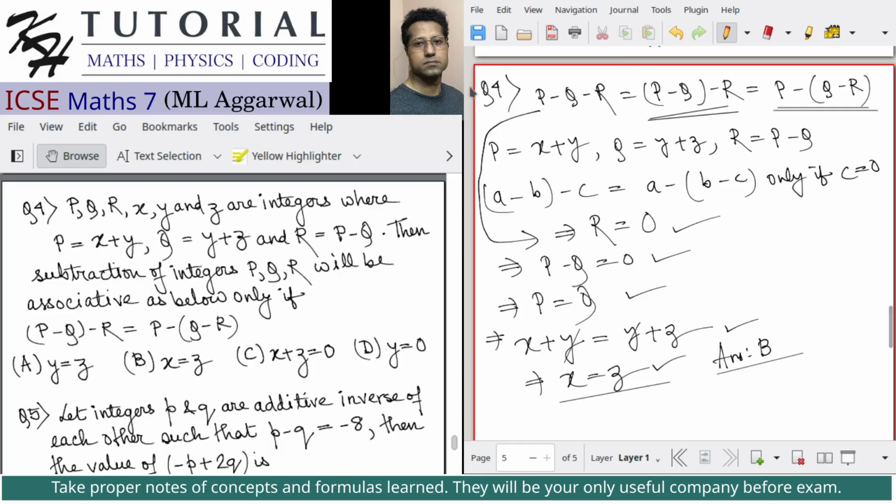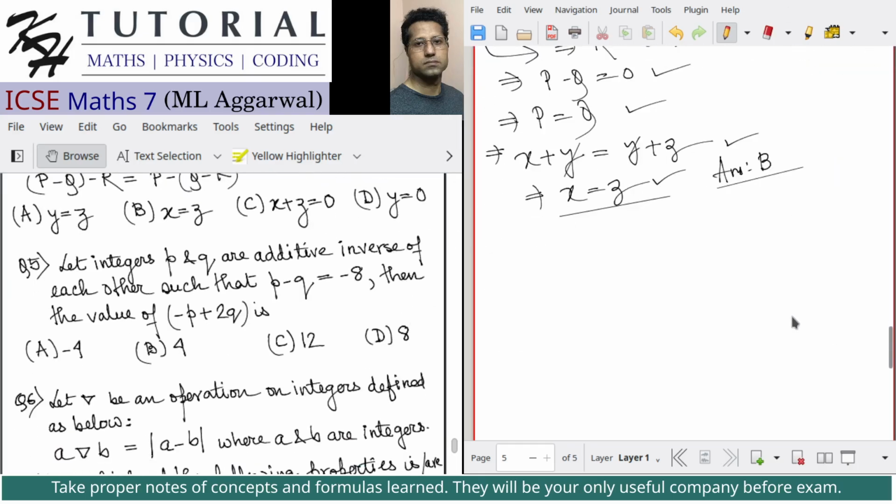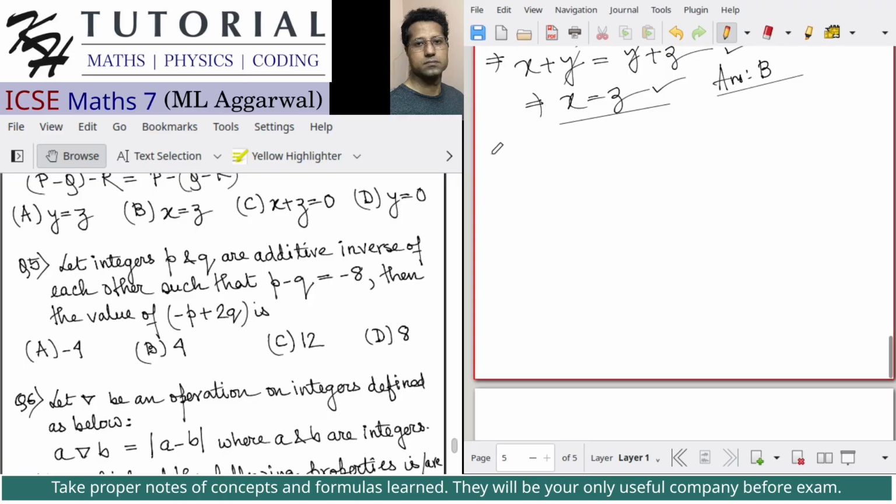Okay. Let's see question number 5. Let integers p and q be additive inverses of each other such that p minus q is equal to minus 8. Then the value of minus p plus 2q is. It is given that p and q are additive inverses of each other and the difference is minus 8. So difference is minus 8 means k is minus 8.